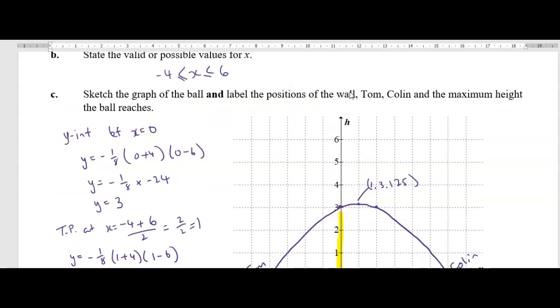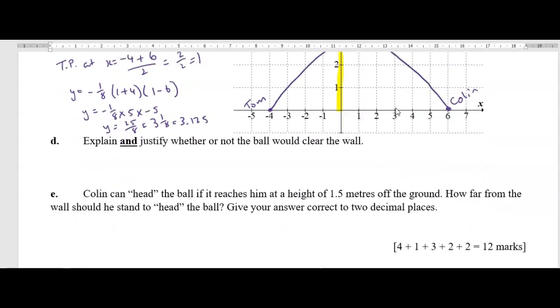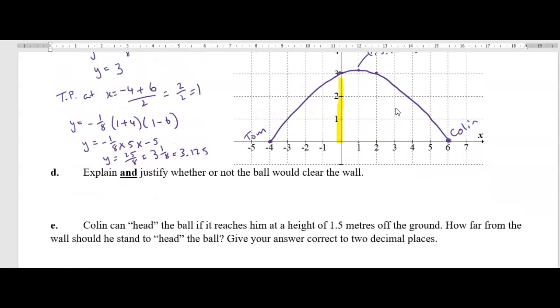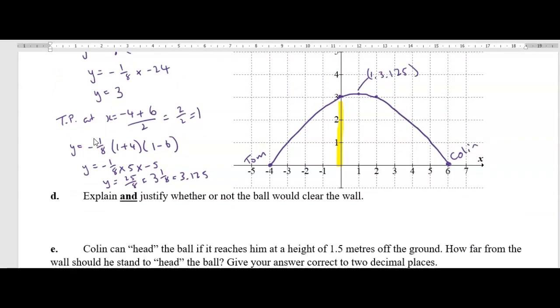So we labeled the wall, I drew the wall, Tom, Colin, and the maximum height. Explain and justify whether or not the ball would clear the wall. Okay, so it will clear the wall. Yes. Actually, I was thinking about this before when I was drawing the wall. It depends how wide the wall is. I mean, if the wall was very wide, it wouldn't. We're assuming that the wall is very thin.